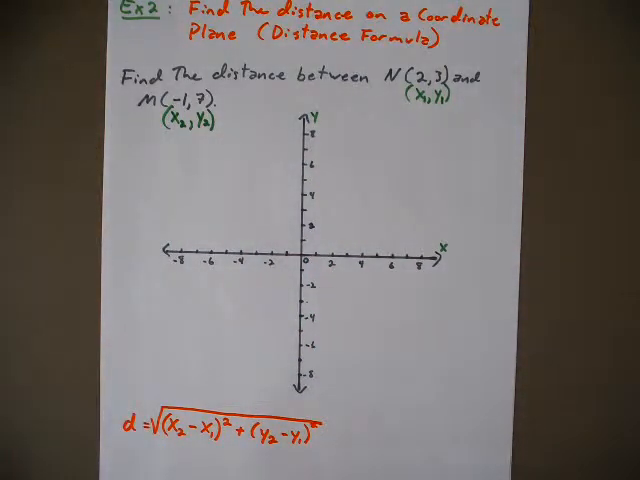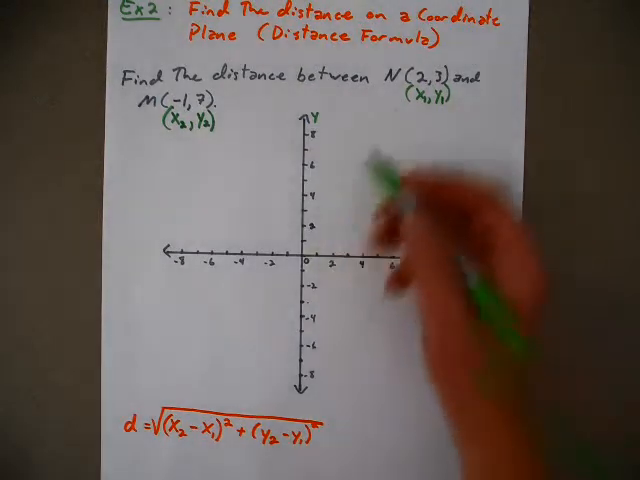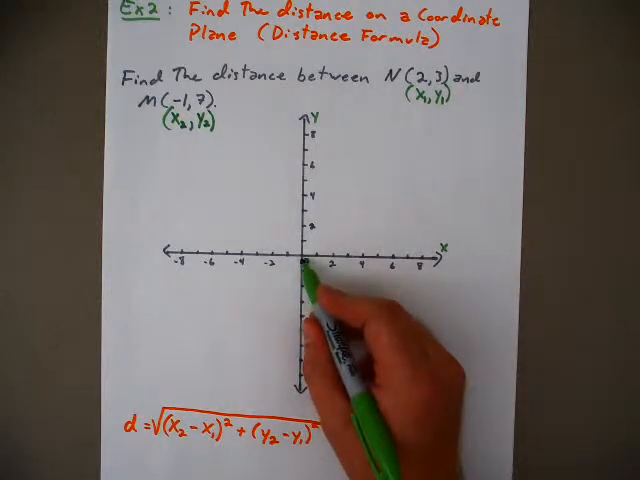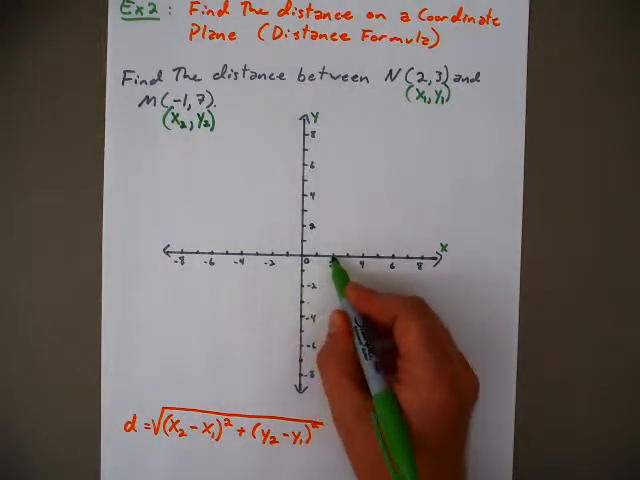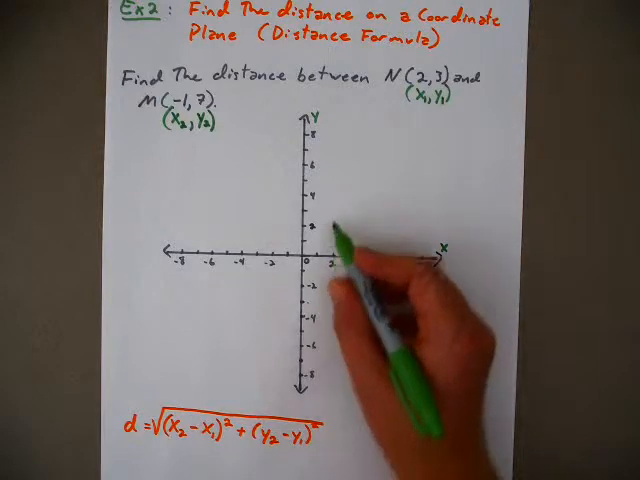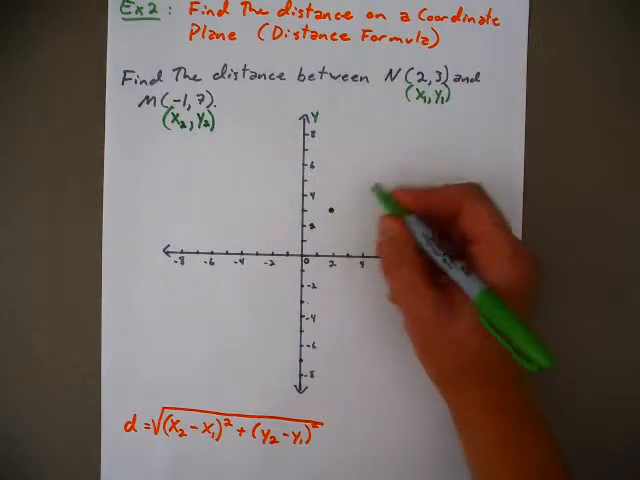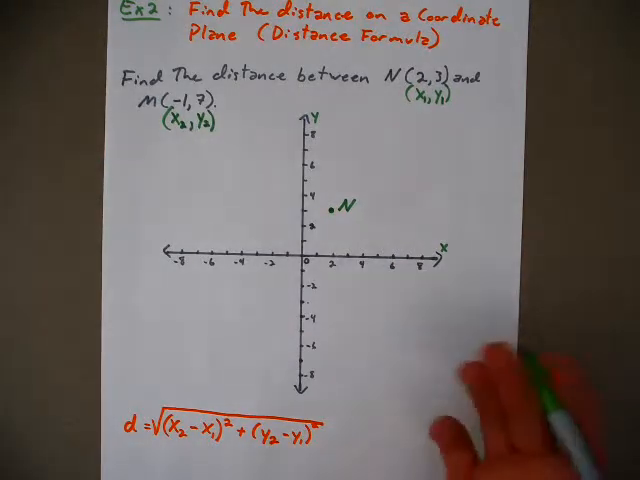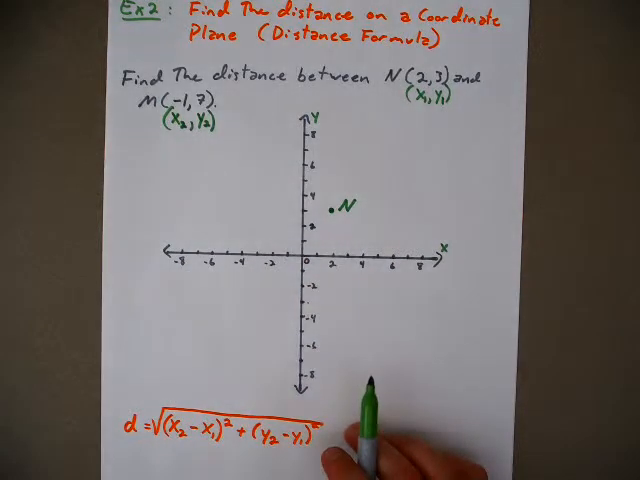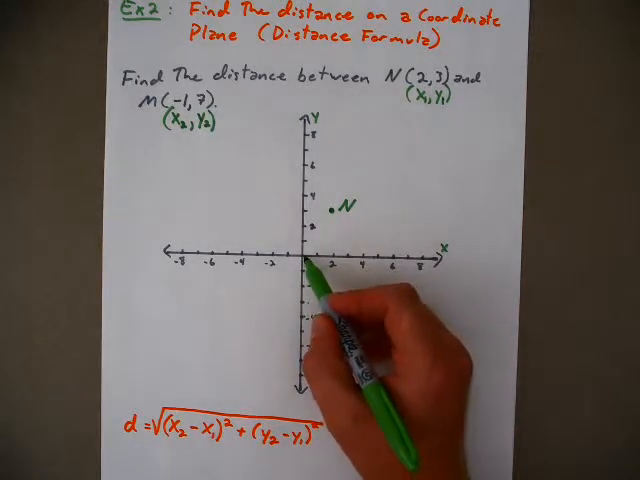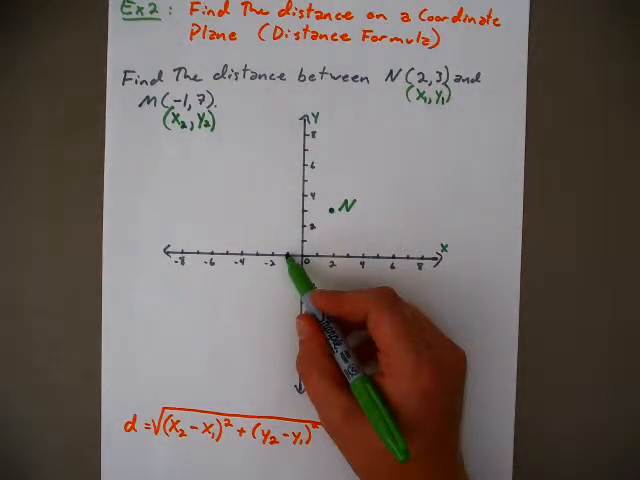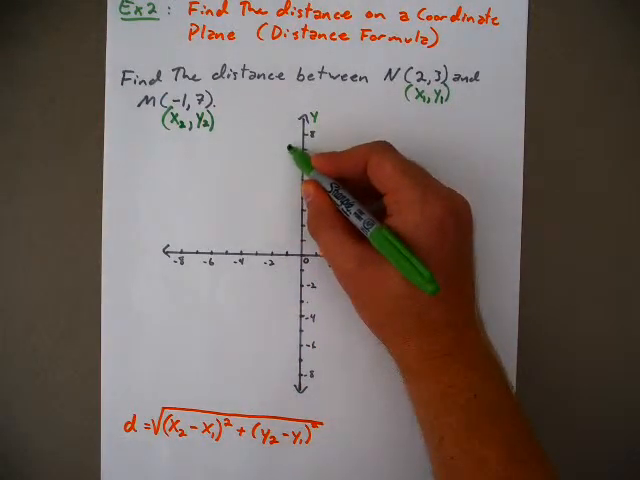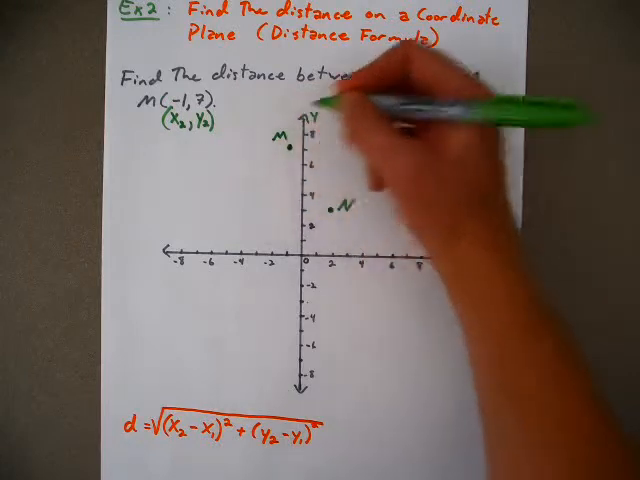So let's go ahead and plot these 2 points. First we're going to plot N, which is at 2, 3. So what I'm going to do is go on my x-axis, go over 2, and then go up 3. I'm going to put a little point there, and I'm going to label this N. And then I'll go and plot our point M. I'm going to start by my x, it's at -1, and then I'm going to go up 7. So that's right there, and I'm going to label that M.